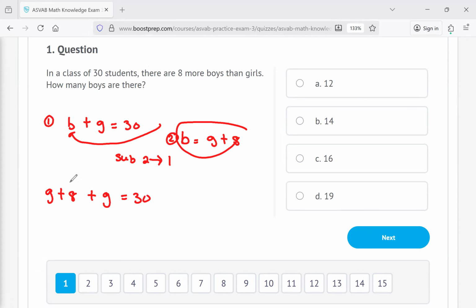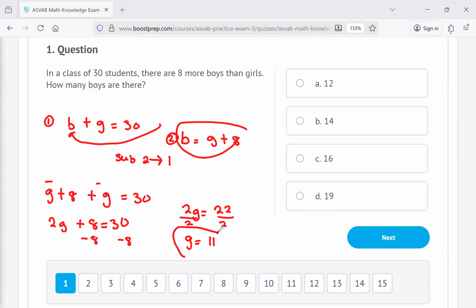From this equation, we can figure out how many girls there are, because now we can say g plus 1g is 2g plus 8 equals 30. Then subtract 8 from both sides. We get 2g equals 30 minus 8, which is 22. Then divide this by 2, and 22 divided by 2 is 11. So you have 11 girls, right?